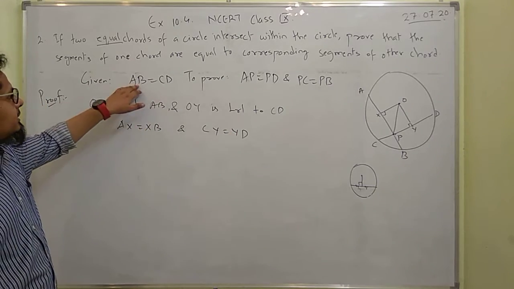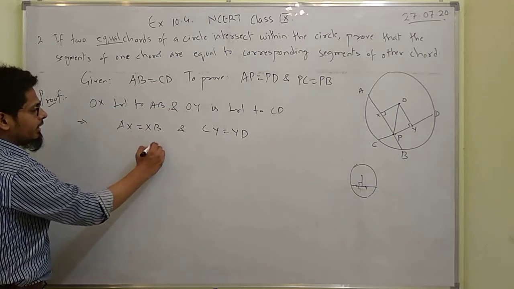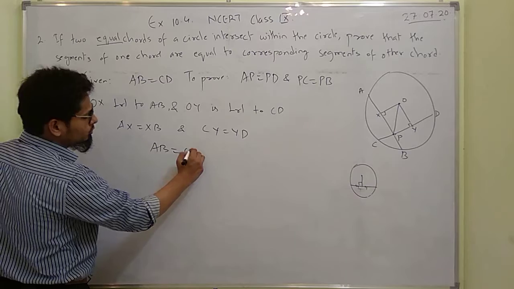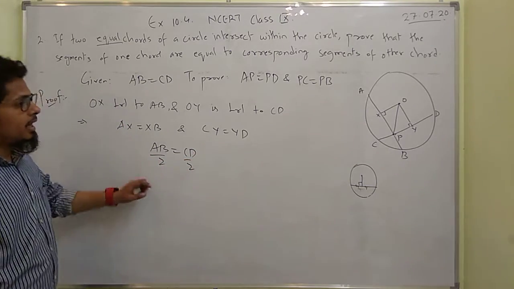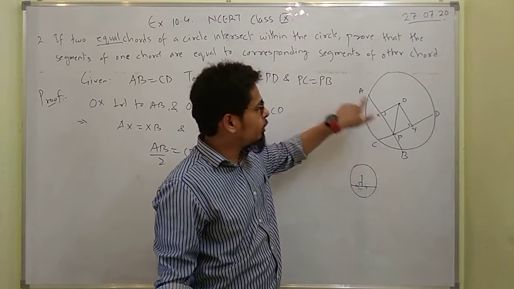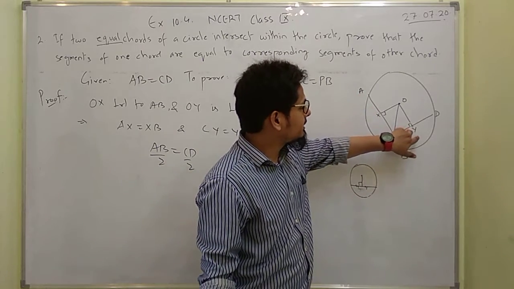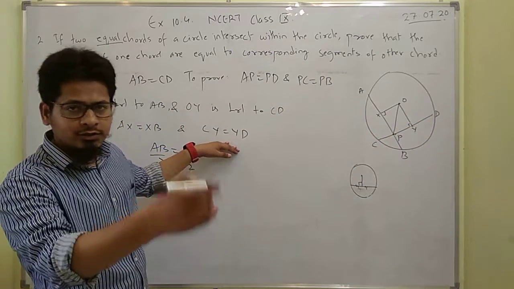As we know, what is this? It is AB equal to CD. So now I will write AB is equal to CD, right? Their halves also will be equal. Okay? Now see, if AX is equal to XB, then X will be the midpoint of AB. Is CY equal to YD? We have proved it here.